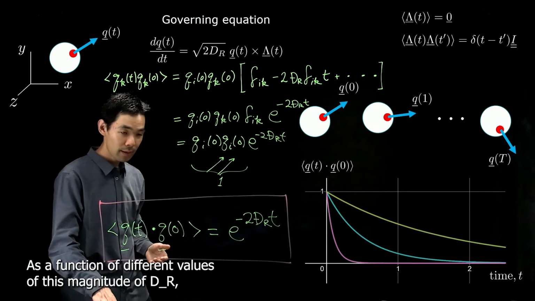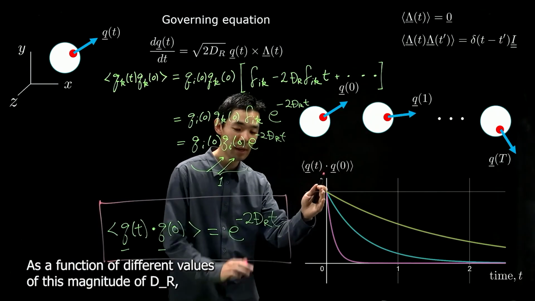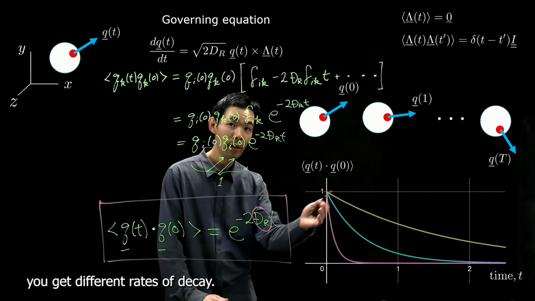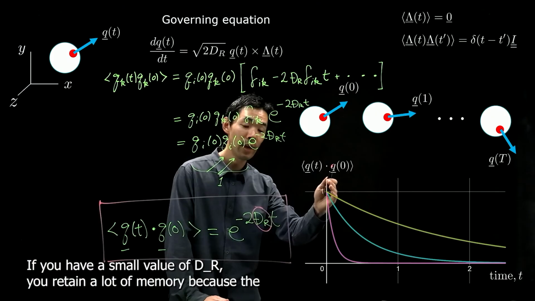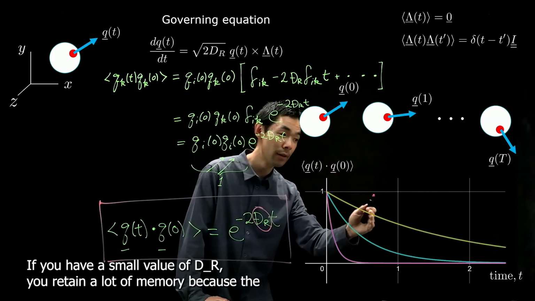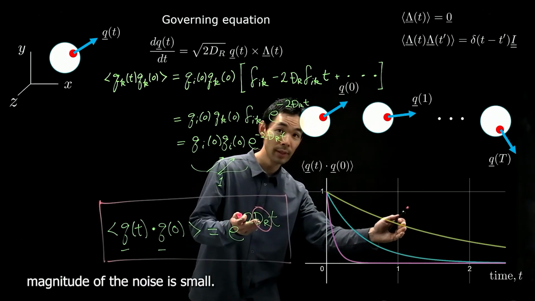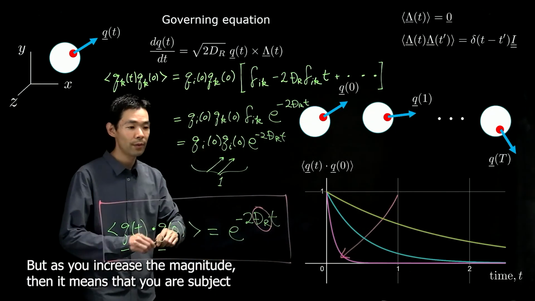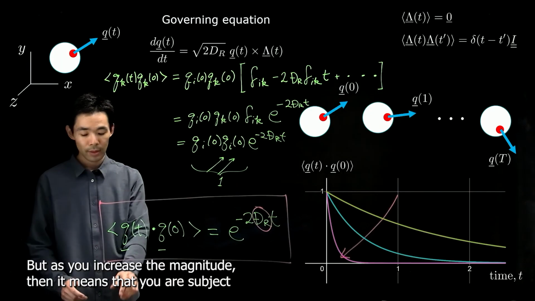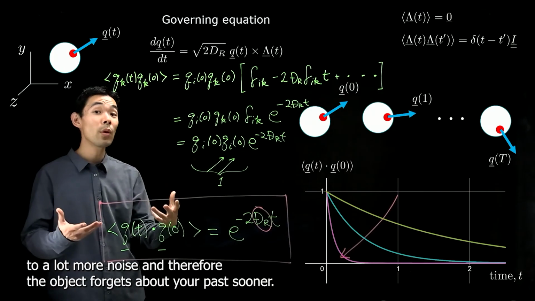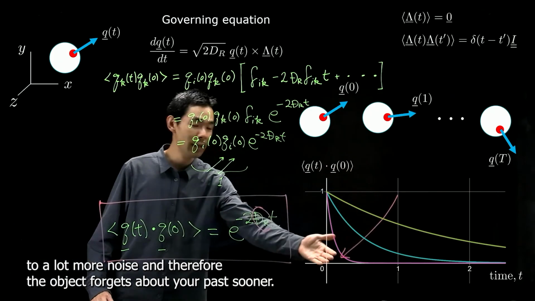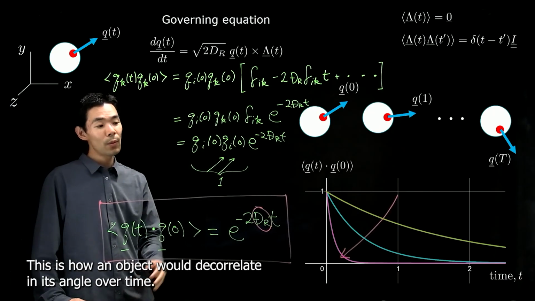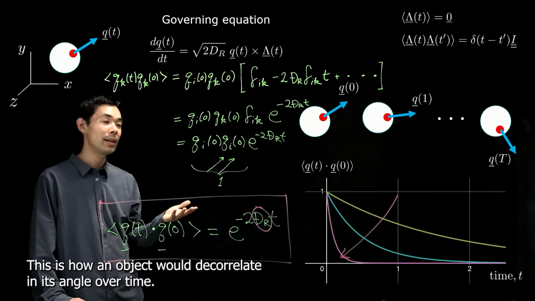And you can see that as a function of different values of this magnitude d sub r, you get different rates of decay. So if you have a small value of dr, you retain a lot of your memory because the magnitude of the noise is small. But as you increase the magnitude of this dr, then it means that you're subject to a lot more noise, and therefore you forget about your past even sooner. And so this is how an object would decorrelate in its angle over time.